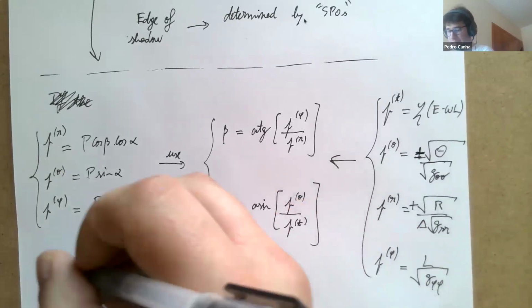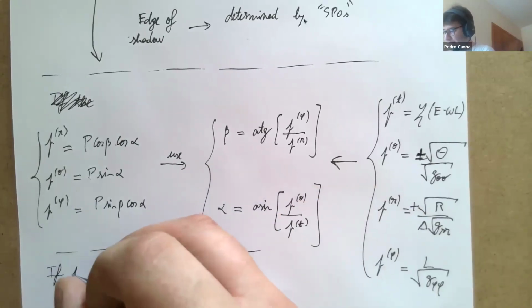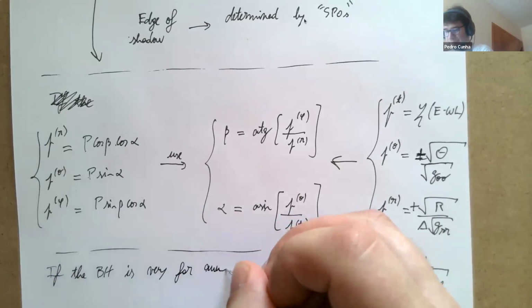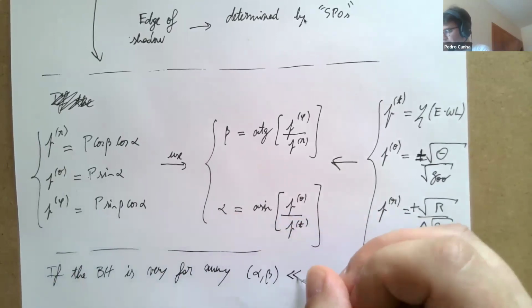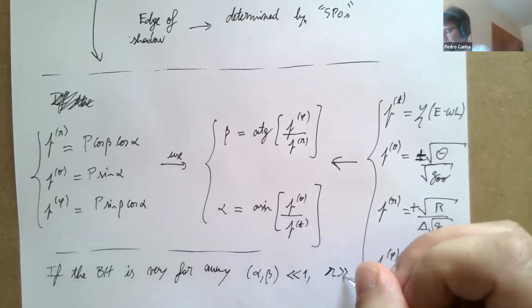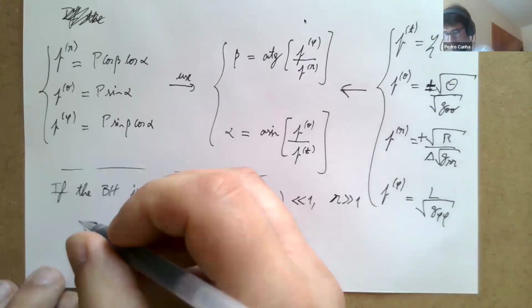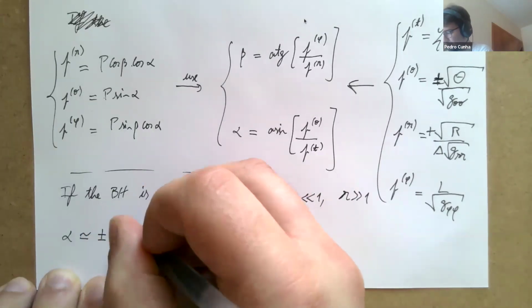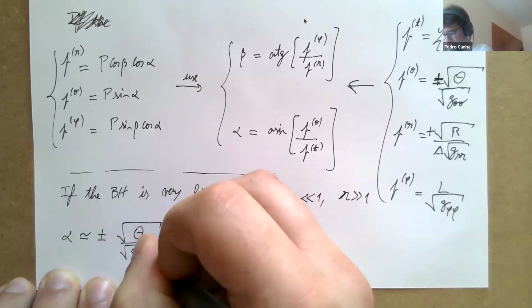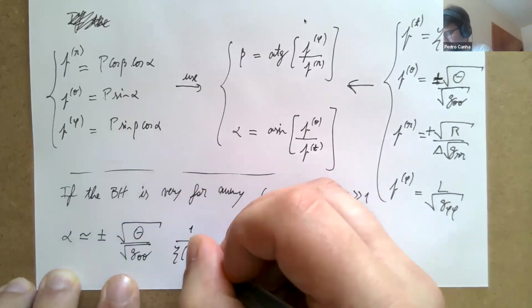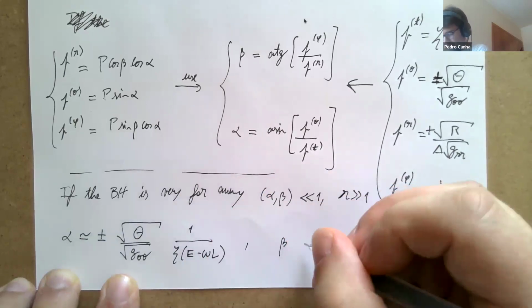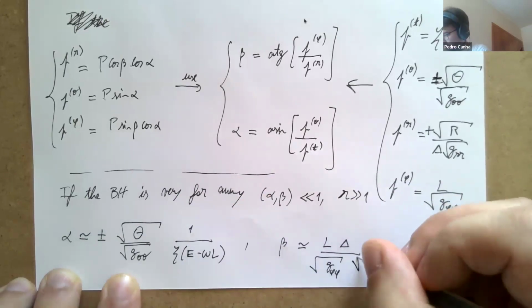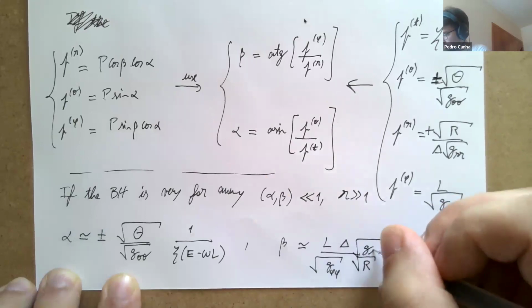So if you now look at the case where the black hole is very far away, the angles alpha and beta will typically be very small and the radius will be very large. In this case, alpha simplifies to plus minus the square root of capital Theta divided by the square root of g_theta theta, times 1 over zeta E minus omega L, and beta is L delta square root of g_phi phi, square root of R, square root of g_rr.